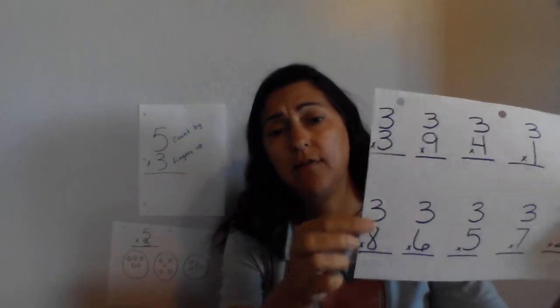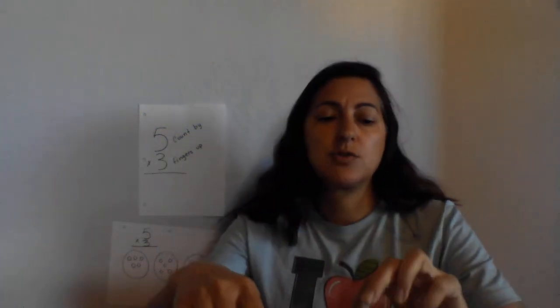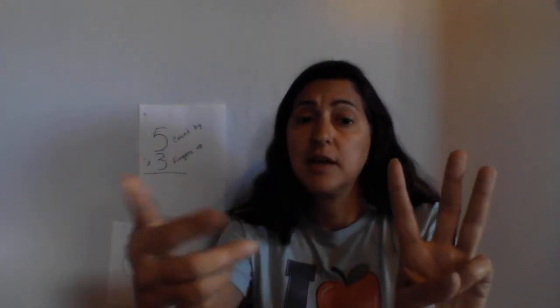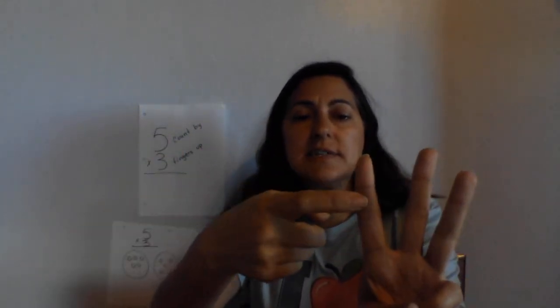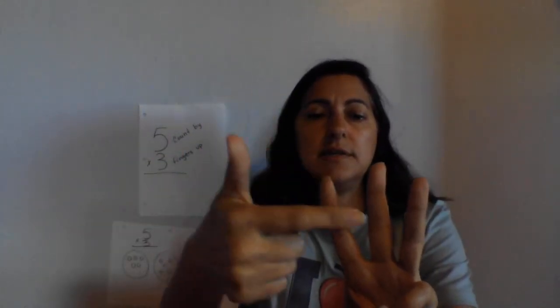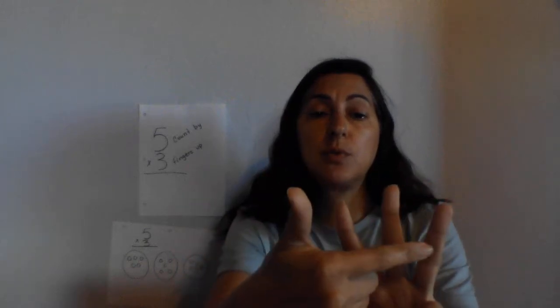Okay, then we have 3 times 8. So I'm putting up 8 fingers, and I can go 3, 6, 9, 12, 15, and then let's say I forgot what comes next after that. So I can start counting by 1s. I was at 15 here. 16, 17, 18, 19, 20, 21, 22, 23, 24.